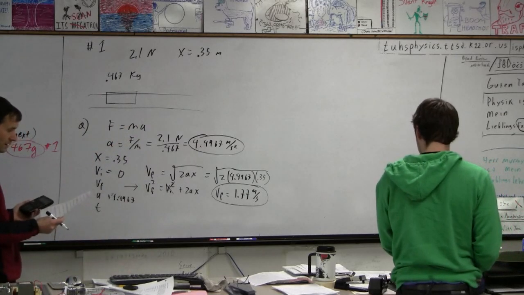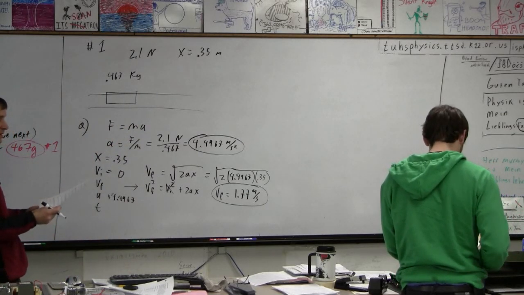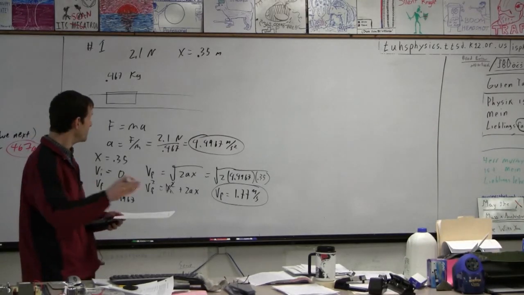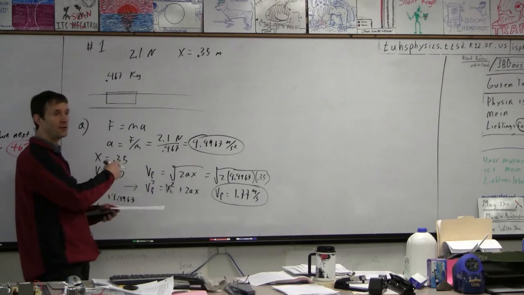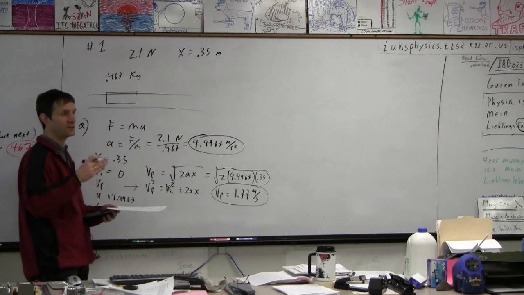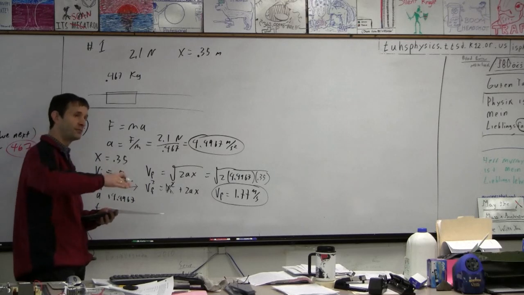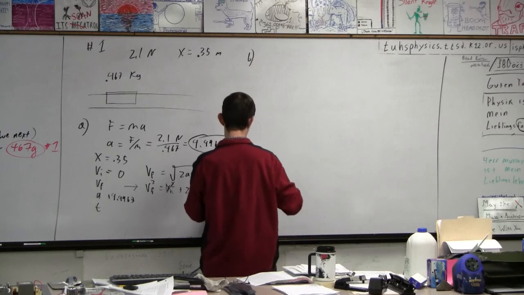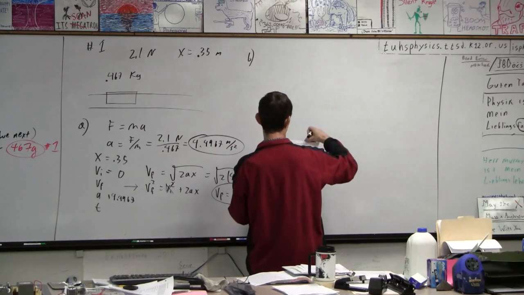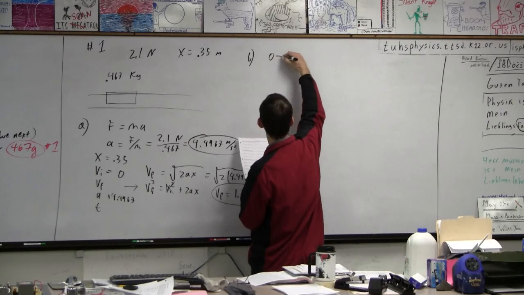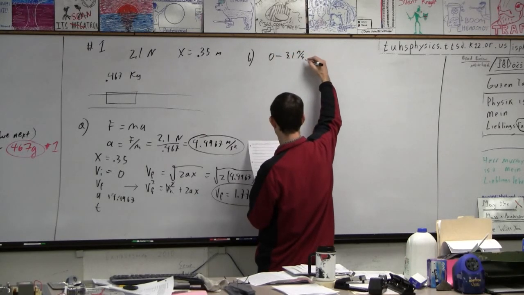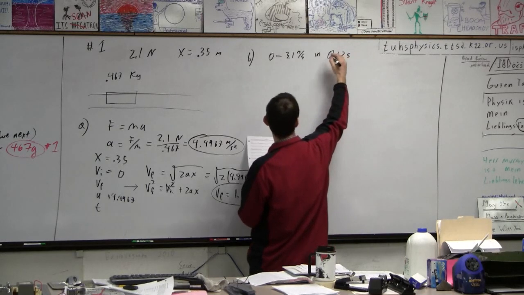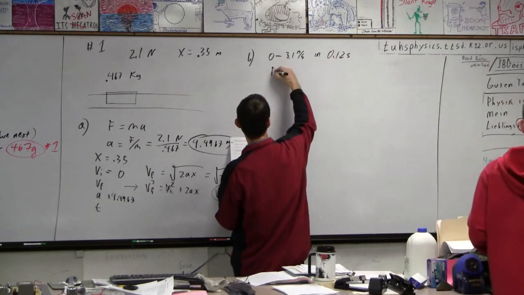So that's part A. Part B says, what force would accelerate the glider from rest? And this is what the test question is going to be like. It's going to give you a little kinematic question and ask you to figure out the force from that. The trick is you find the acceleration first, multiply by the mass, and you've got the force. So if it goes from rest, 0 to 3.1 meters per second in 0.12 seconds, what's the force?